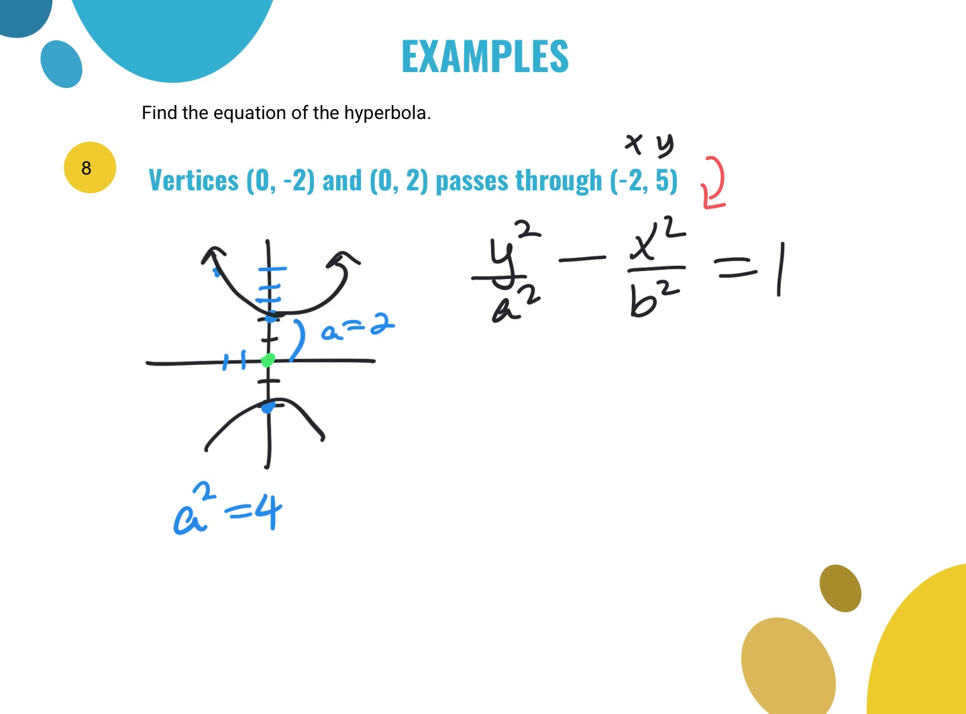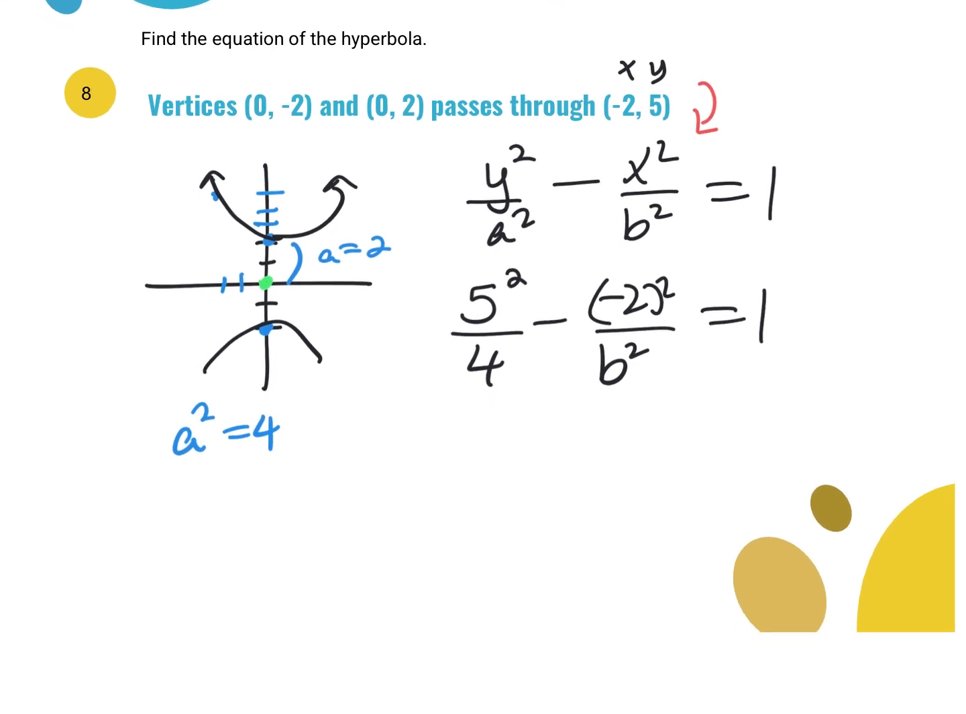I'm going to plug in my given information into my standard form here. I'm going to use my x and y value from that point that the graph passes through. So my y value was 5, so 5 squared. My a squared I found to be 4. My x value from that ordered pair is going to be -2 squared. I don't know b squared, equals 1. So I'm solving for b squared. So this turns into 25 over 4 minus 4 over b squared.